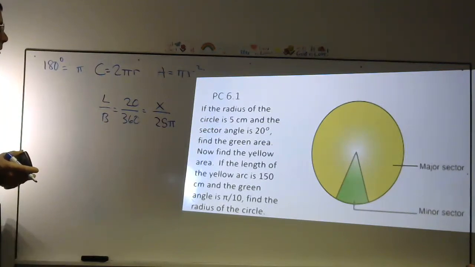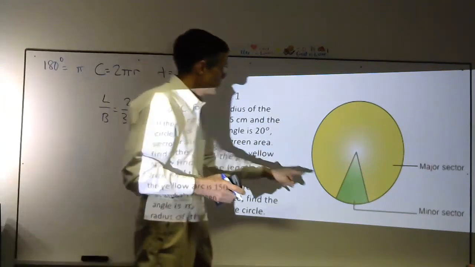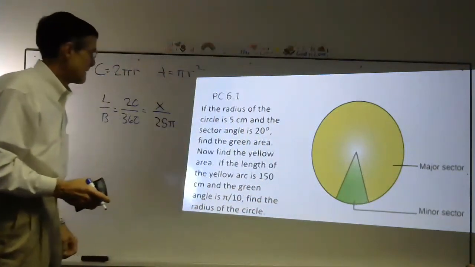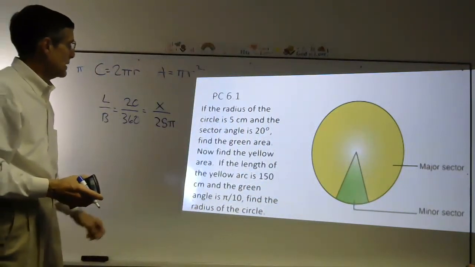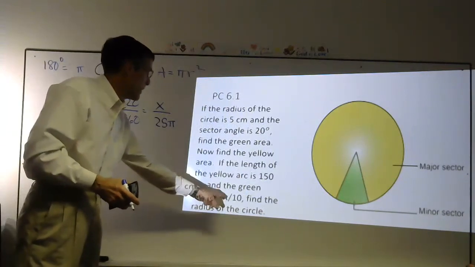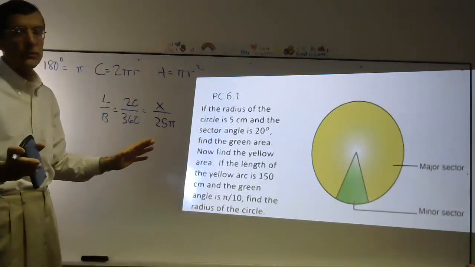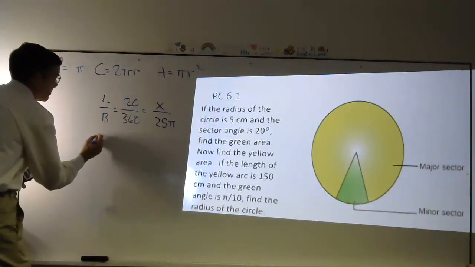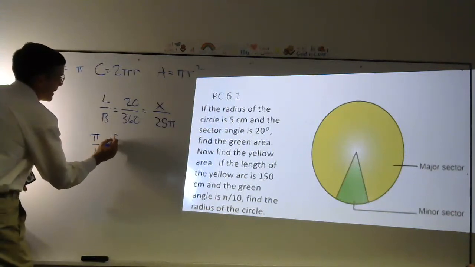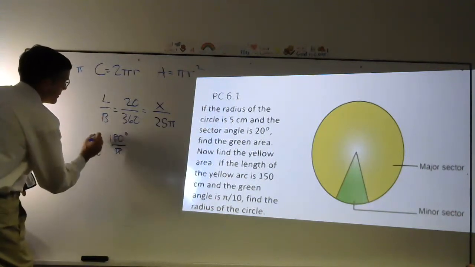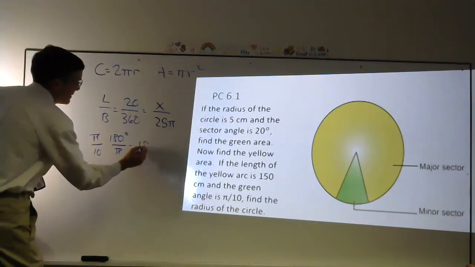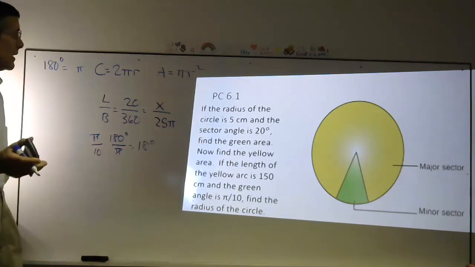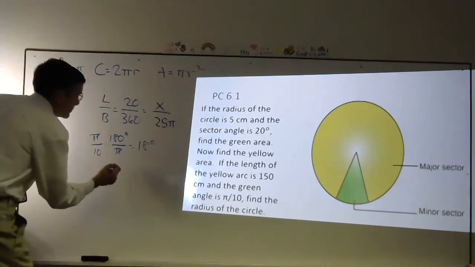Okay, let's do the last part of the problem down there. If the length of the yellow arc is 150 centimeters, okay, from here, the whole way around to here is 150, okay? And the green angle is pi over 10. Whoa, that's a radian measure. Maybe we want to change that right away. Pi over 10 is radians. We want to get degrees. The pi's go away. 180 divided by 10 is 18. All right, so the angle is an 18-degree angle. We want to find the radius of the circle.